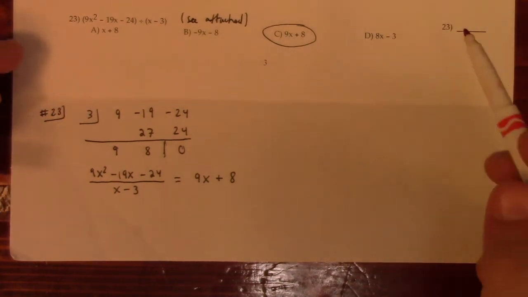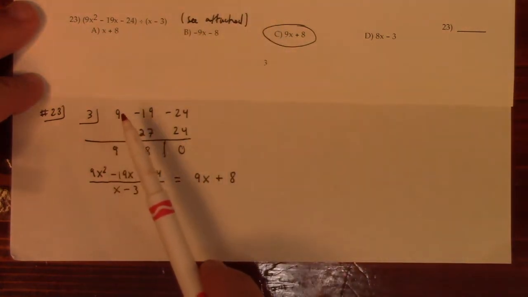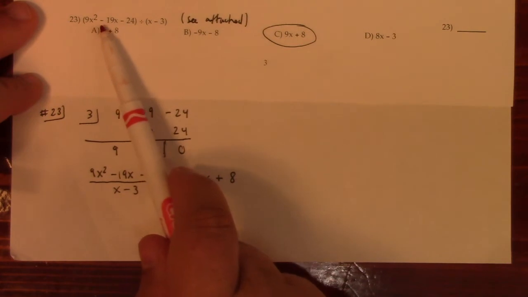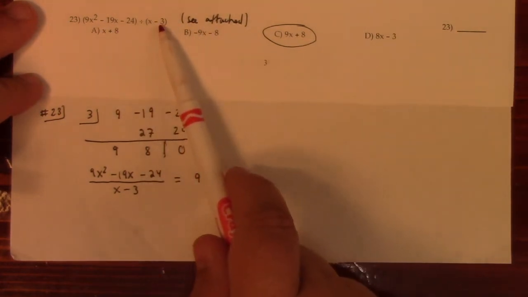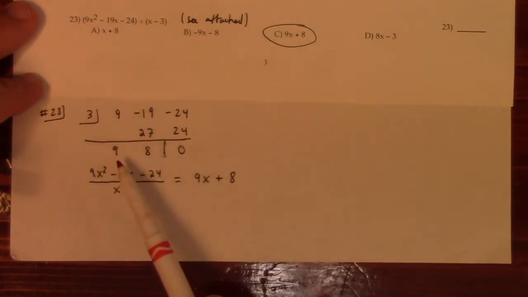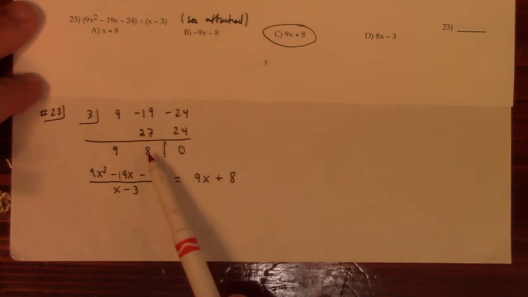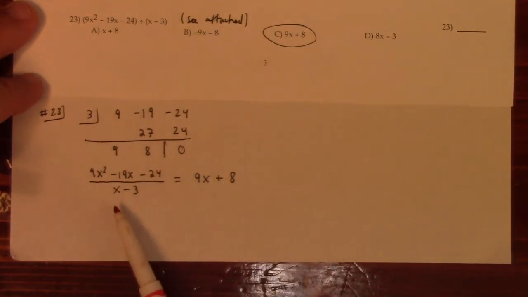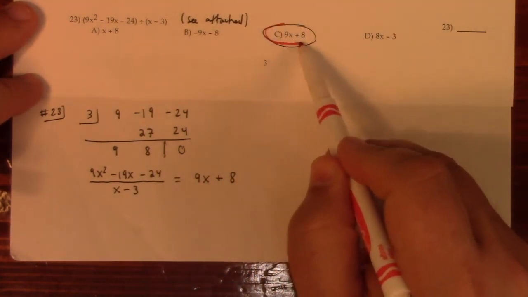All right, so synthetic division to divide that by that. So you pick off your coefficients of, rather this one here, 9, minus 19, minus 24, x minus 3, so I put a 3, bring down the 9, 3 times 9 is 27, minus 19 plus 27 is 8, 3 times 8 is 24, add these, you get 0, so that divided by that is 9x plus 8, which gave me C as my answer.